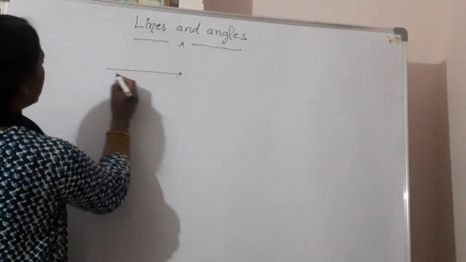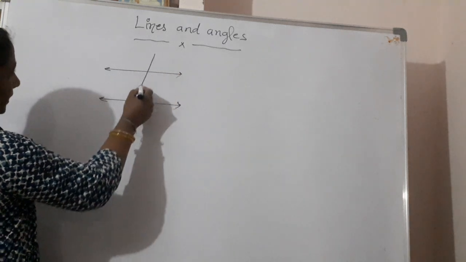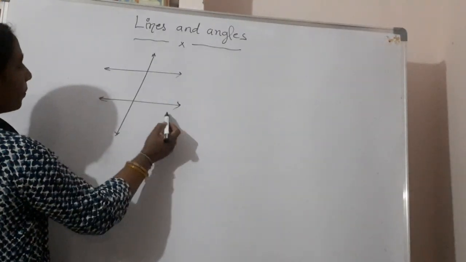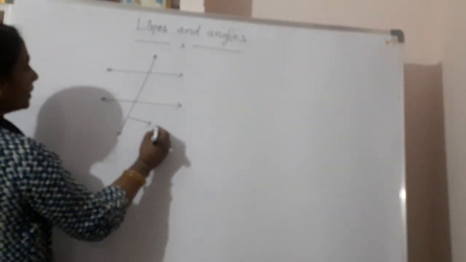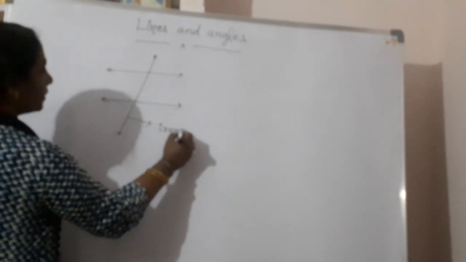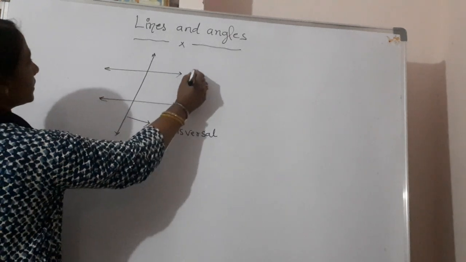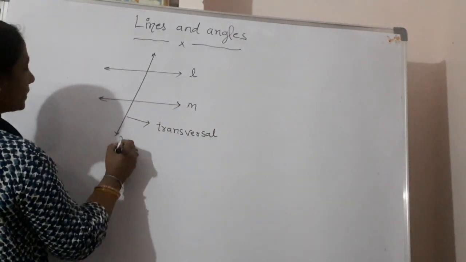Let's take two parallel lines. One line is intersecting these two parallel lines. The line intersecting the two parallel lines is called a transversal. Let's name the parallel lines L and M, and the transversal N.